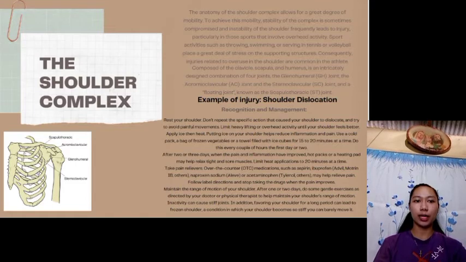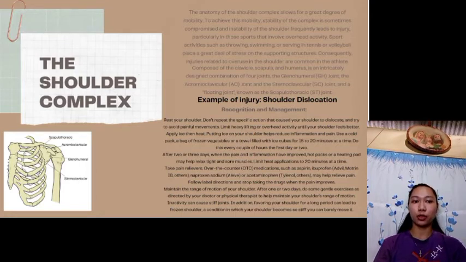After 2 or 3 days, when the pain and inflammation have improved, hot packs or a heating pad may help relax tight and sore muscles. Limit heat applications to 20 minutes at a time. Take pain relievers: over-the-counter medications such as aspirin, ibuprofen, naproxen sodium, or acetaminophen may help relieve pain. Follow label directions and stop taking the drugs when the pain improves.